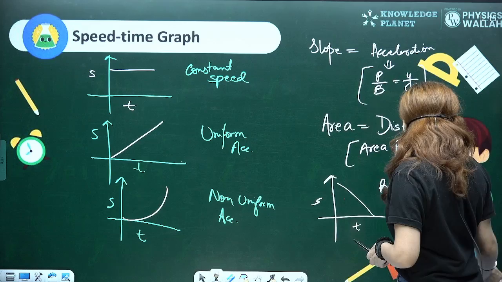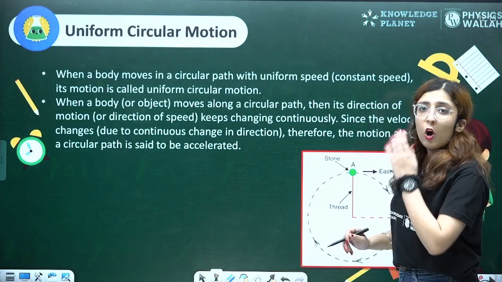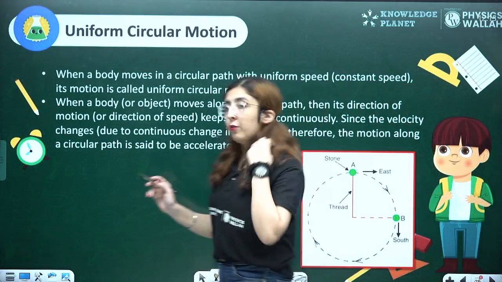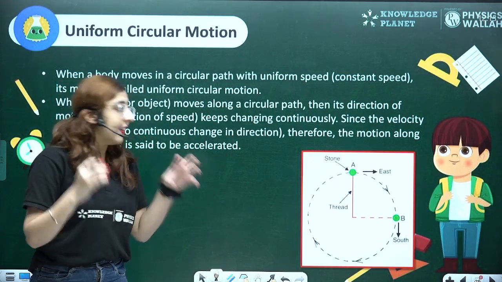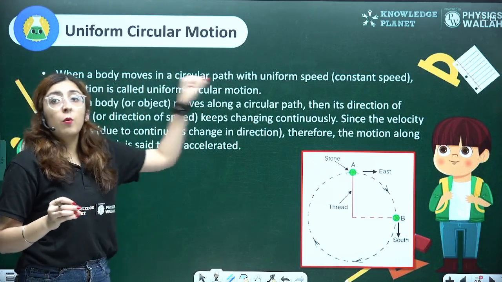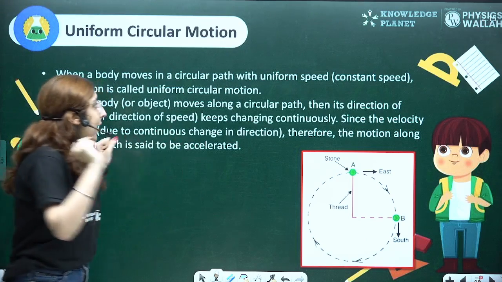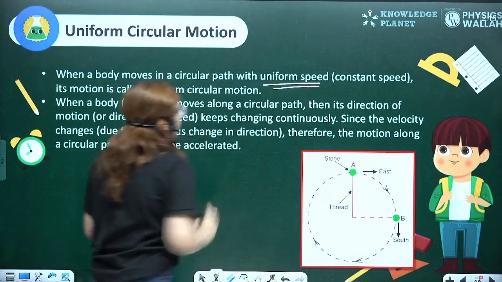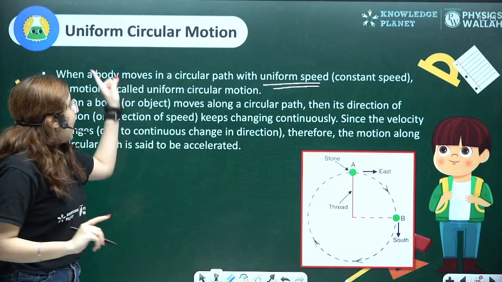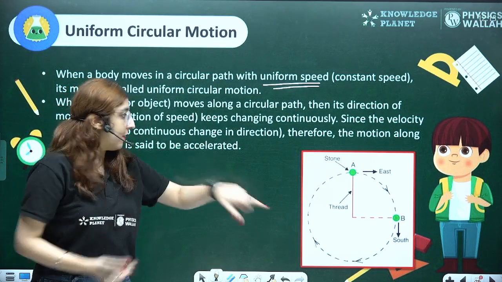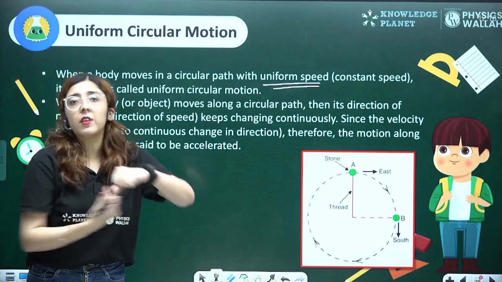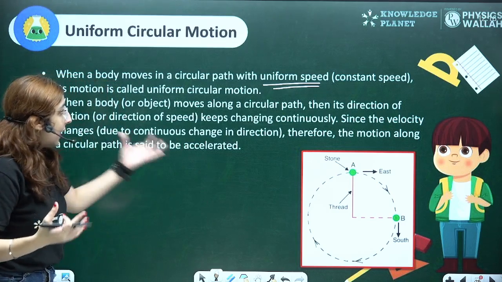Moving ahead. Now we are going to talk about the last thing, that is uniform circular motion. When we talk about uniform circular motion, there is a body moving in a circular path, keeping the speed same. Then why uniform circular motion? As the speed is same, direction is changing at every point. Have a look, direction will change at every point. So you are going to say it is accelerating.